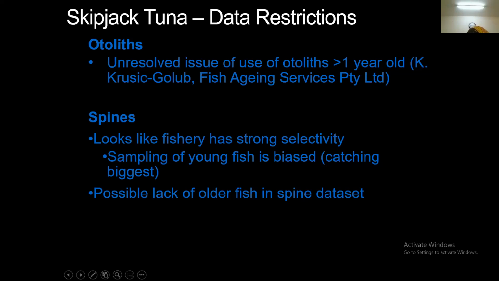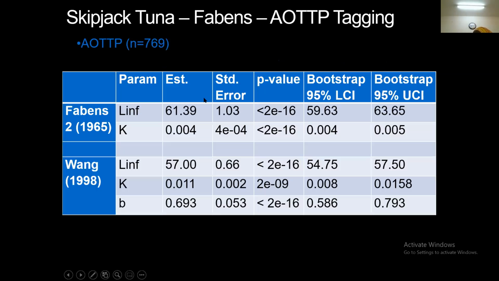For the otoliths too, we also have the unresolved issue of being able to possibly use any of the otoliths greater than 1 year. I'm hoping to hear more about that today. And then the spine data set, it looked like the fishery had some strong selectivity, and that the sampling of young fish was biased. We're also catching the largest small fish perhaps, and there might be a possible lack of older fish in this spine data set.